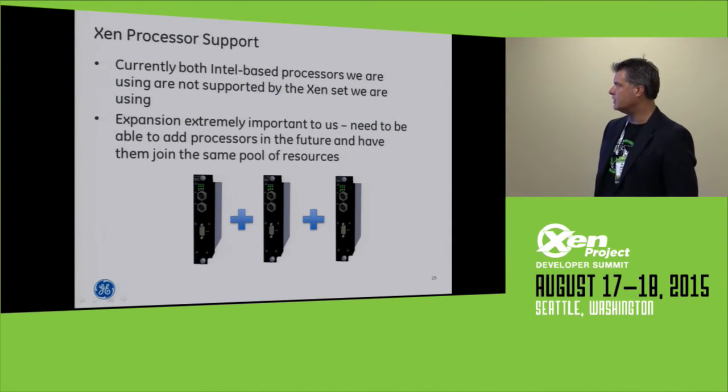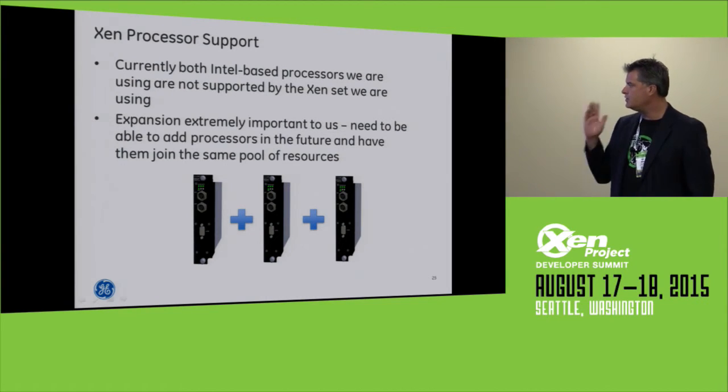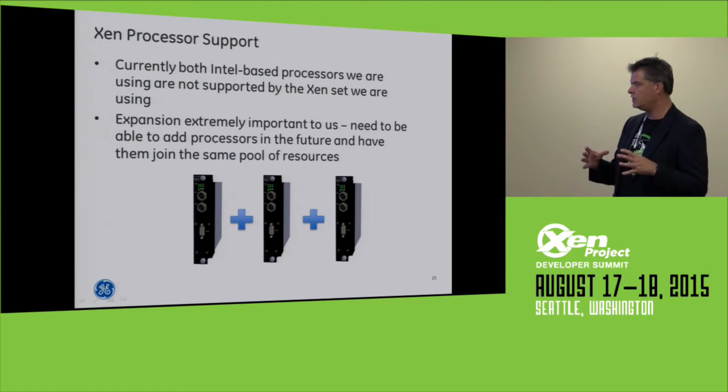I did want to put a couple of slides together on what we think is important. Number one for us is Xen processor support. We have definite use cases where we want to be able to add new processor cards in the future and have them be in the same pool of resources. So I want to be able to have a Bay Trail and a Broadwell running side by side in the same pool, so I can just throw applications at both of them and they just run.